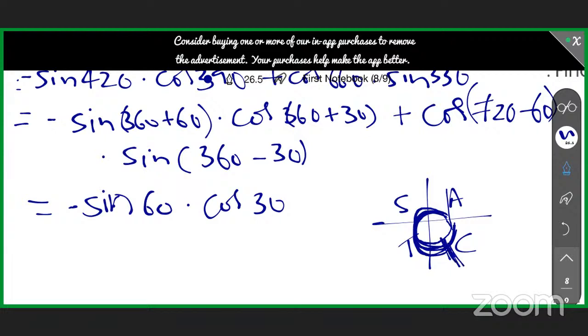Before completing 720, it is falling short. So it is in which quadrant? Fourth quadrant. In the fourth quadrant, cos is positive, and 720 is 4 pi, a multiple of pi. So cos will remain cos. And in the fourth quadrant cos is positive. I take plus sign, cos 60.